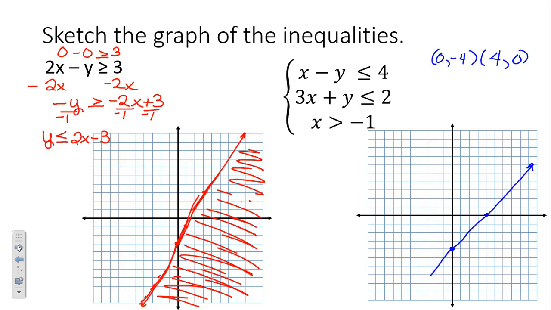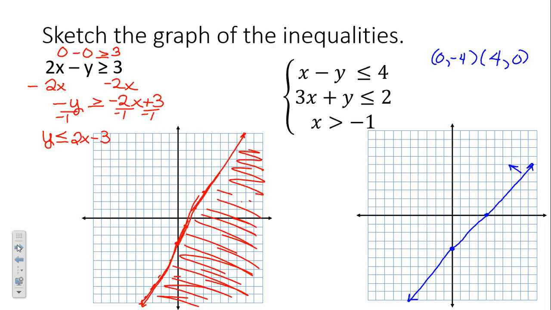Now before we go crazy with our shading, we can ask ourselves which way we think we're going to shade. If x minus y is smaller than 4, can we try 0, 0? So 0 minus 0, is that smaller than 4? Yes, so we want to shade in the direction of 0, but we're just going to tell ourselves that that's the way we're going. A little arrow for now, so we don't cover up too much stuff.